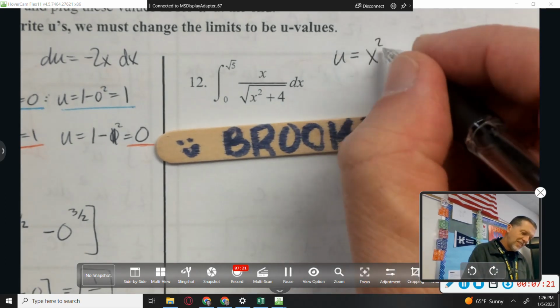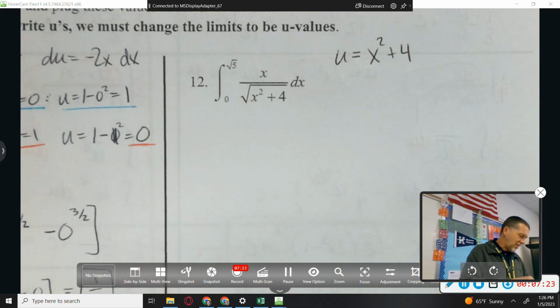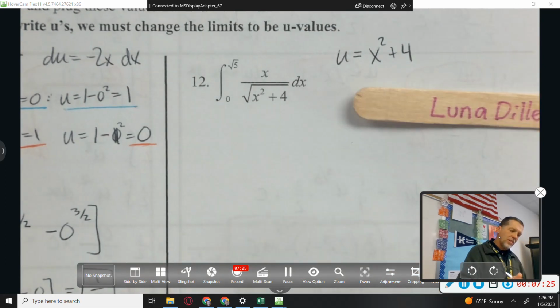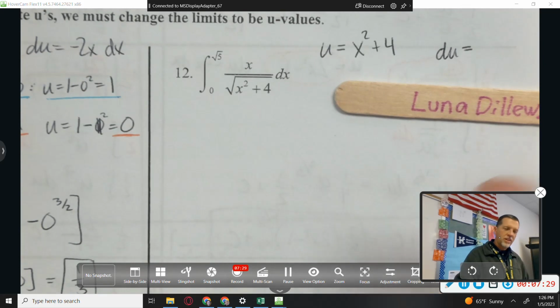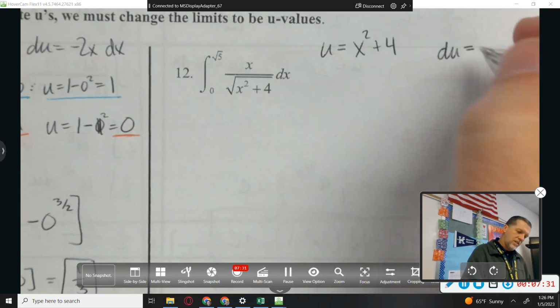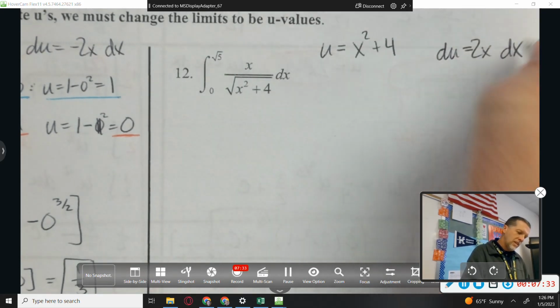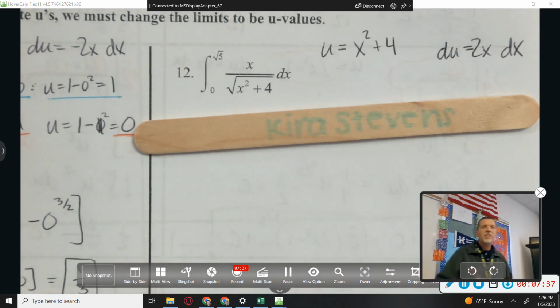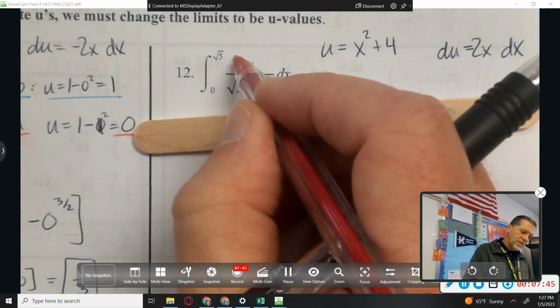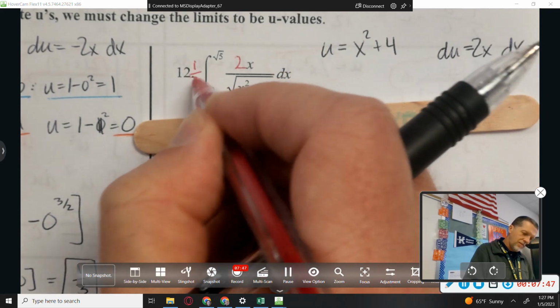Very nice. That's a great pick because, Luna, what's du if u is x squared plus 4? 2x dx. Mm-hmm. So that's good news. We almost match the top. Kira, what can we do to make this a better match for du to show up? Multiply by 2 and then put the 1/2. Good.